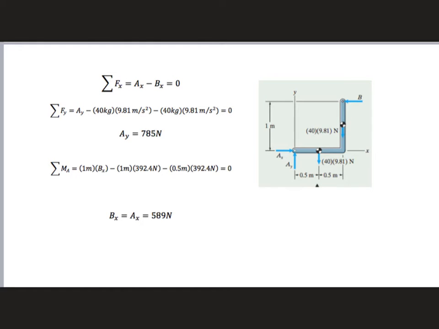Now, if we apply the sum of the forces in the y direction, we get AY minus the weight of the horizontal bar minus the weight of the vertical bar, all equal to 0.